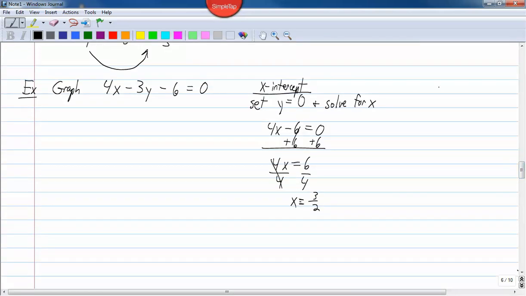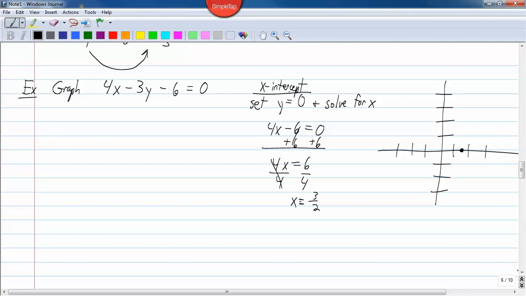So what does that mean? That means if I was graphing this, I may not know what the graph looks like yet, but I do know that at 3/2, which is 1.5, about right here, I have a point on the graph where x is 3/2, right there. That's 1.5.